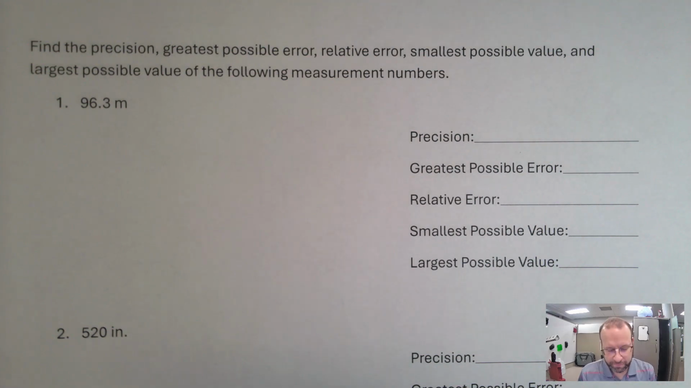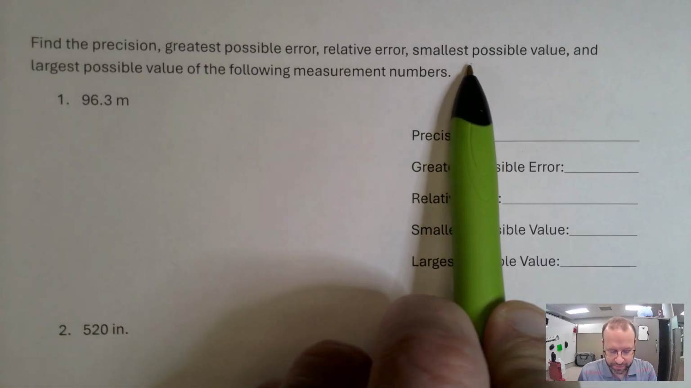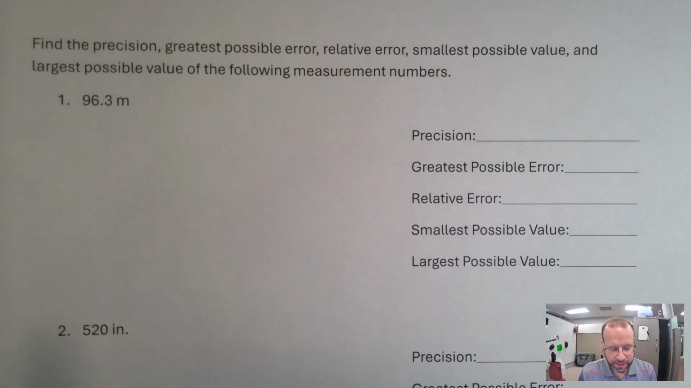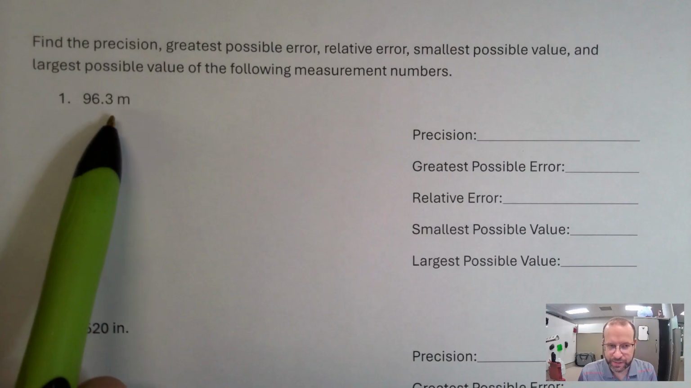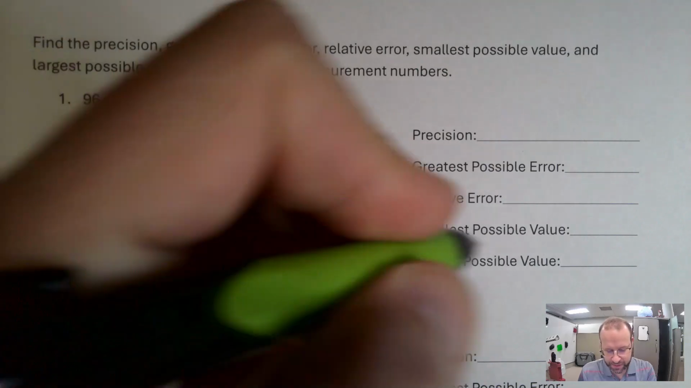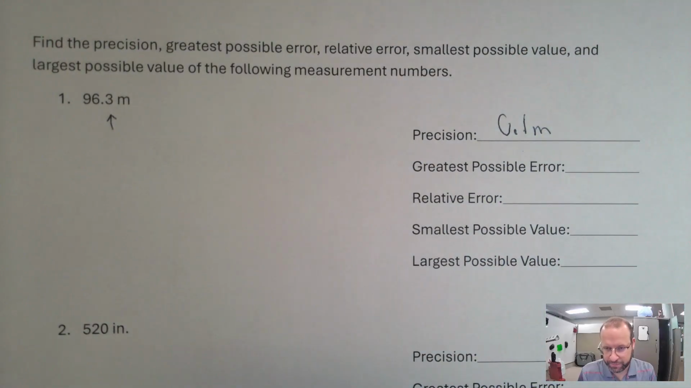Okay, we want to find the precision, greatest possible error, relative error, smallest possible value, and largest possible value of the following measurement numbers. So let's start by looking at 96 and 3/10 meters. We can see our rightmost significant digit is this 3 in the tenths place, so our measurement is precise to the nearest tenth of a meter.